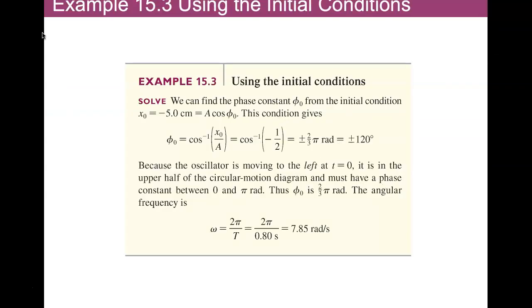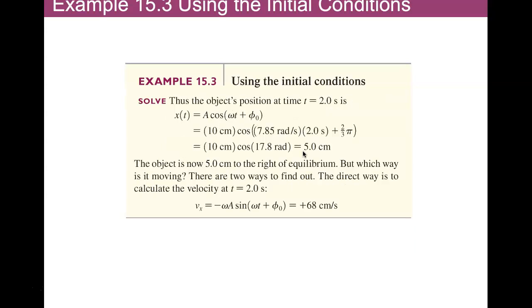All right, so yeah, so that's the thing we had. Like, it could be plus or minus 2 pi over 3, but because it's moving to the left from this picture of the circle, the plus one, 2 pi over 3, is the right answer. Our omega we can calculate is 2 pi over T, and then we just plug it into this.